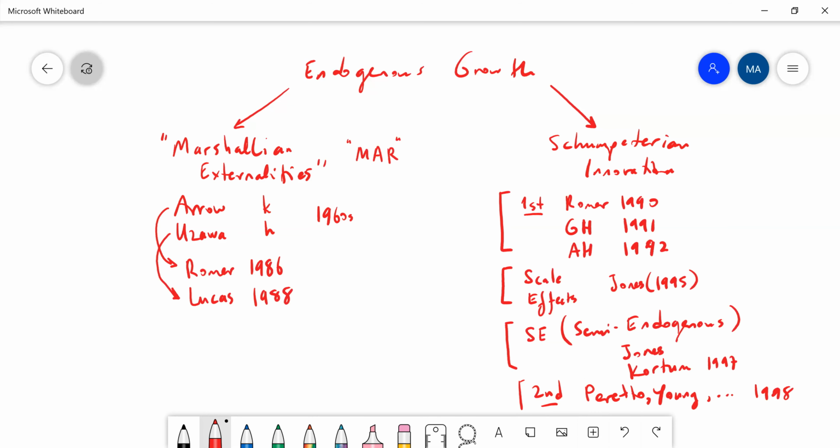Then, of course, at some point, we're gonna start looking at unified growth theory. Okay, so that's also endogenous growth. But today, our purpose is to understand these Marshallian externality models. Okay. So let's start with something very simple.